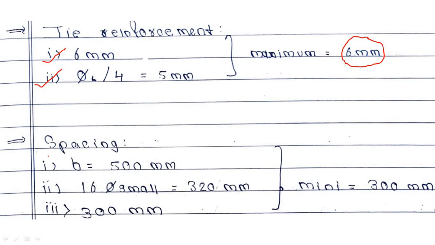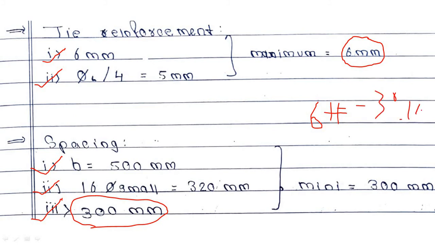Let us see the spacing. For spacing there are 3 conditions. From these 3 conditions we have to take the minimum spacing. First is B, which is the size of column, which is 500 mm. Second, 16 into smallest diameter. In our case smallest diameter is 20, so we'll use 20 into 16, which will be 320 mm. And the third is 300 mm, which is fixed. From this the minimum is 300 mm. So for the tie reinforcement it will be 6 dia at 300 mm center to center.